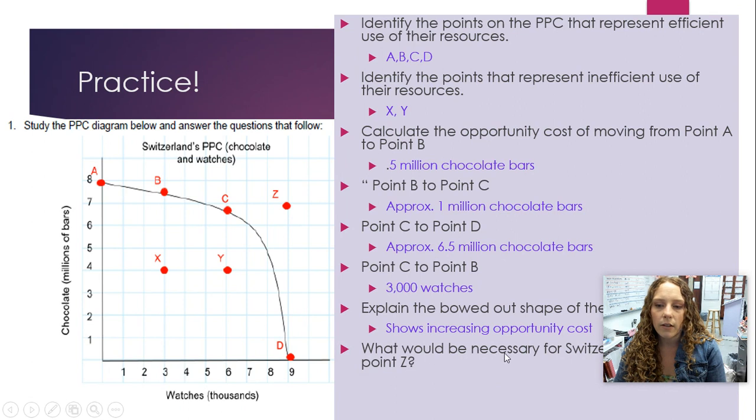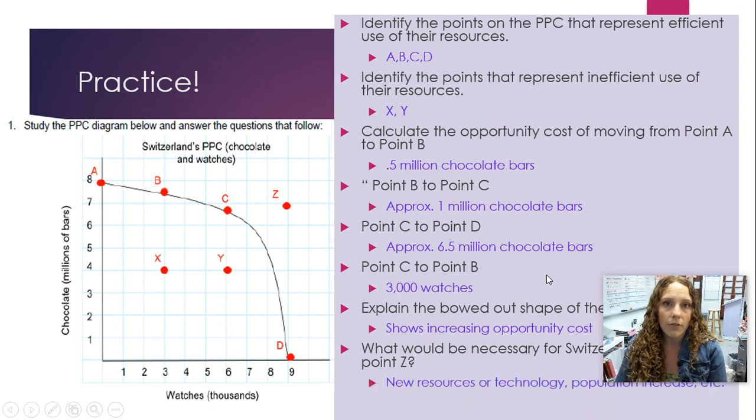What would be necessary for Switzerland to move to point Z? This is unobtainable at this point. So in other words, they need to have some kind of economic growth. They might need new technology. They might need a population increase, better education, something that could cause them to actually move this out to where that would actually be a point on it. So hopefully that makes sense.